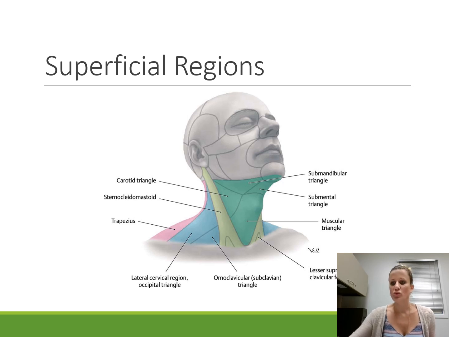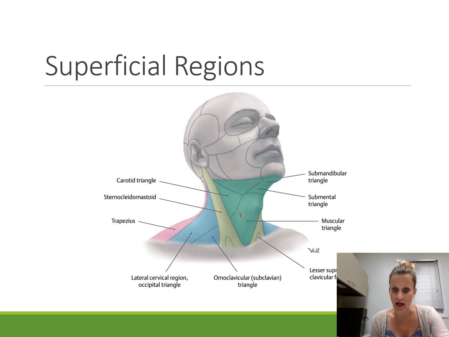Here we can see these superficial regions. So again, 4 superficial regions: anterior, sternocleidomastoid, lateral, posterior. Those are color-coded. The green is showing you the anterior region in the front. The yellow is showing you the sternocleidomastoid. The blue is showing you the lateral region, and then the pink is showing you the posterior region.